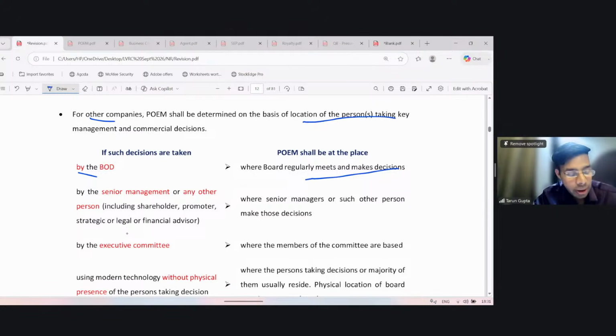However, if such decisions are taken by senior management or any other person, including a shareholder, promoter, strategic or legal or financial advisor, then the POEM shall be at the place where the senior manager or such other person makes those decisions. If such decisions are taken by the executive committee, then the POEM should be at the place where the members of the committee are based.